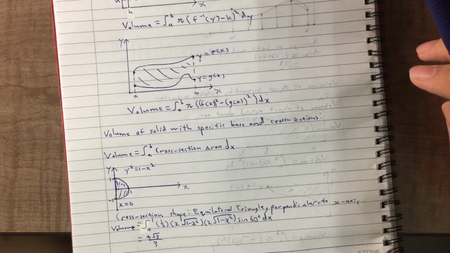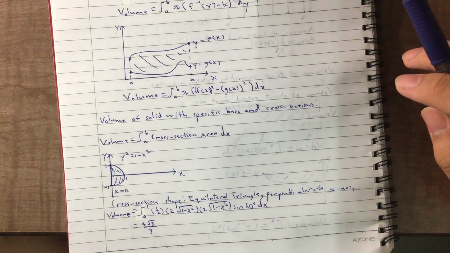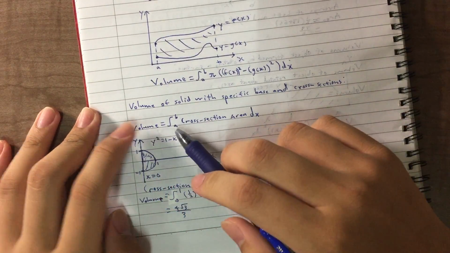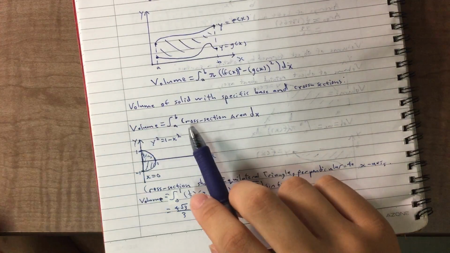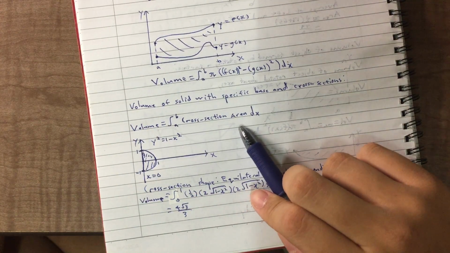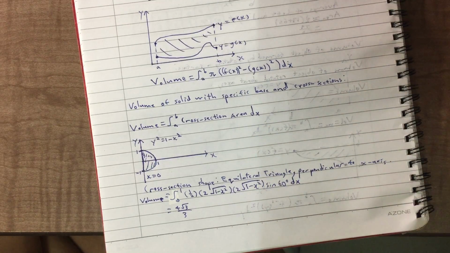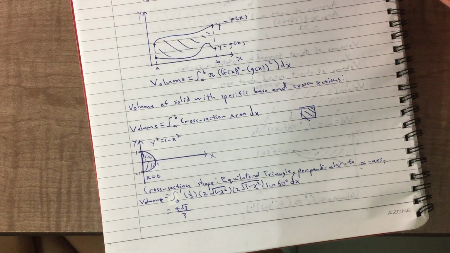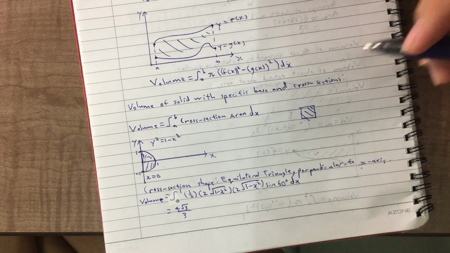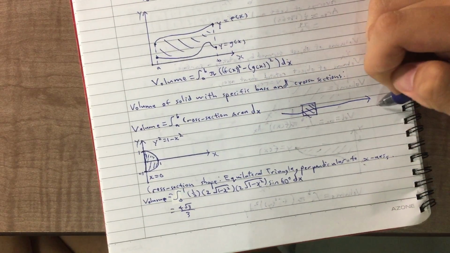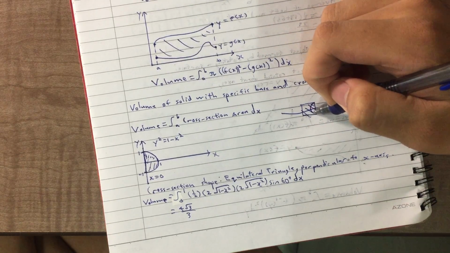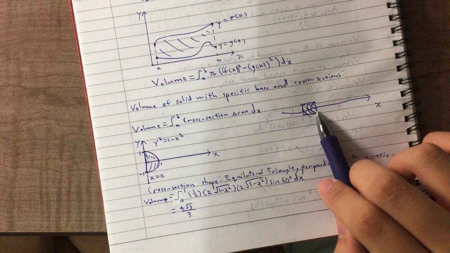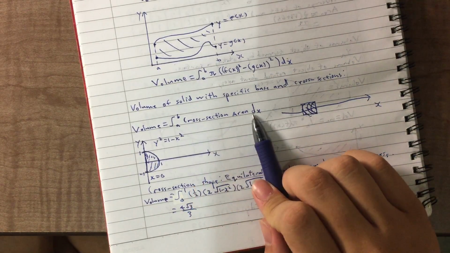Alright, finally let's move on to the volume of a solid with specific base and cross sections. So this is rather simple. The volume is basically a definite integral of the cross-sectional area of whatever that is. So what does that mean? If you have a base, for example, and I say that the cross-sectional area of the solid with respect to the x-axis is a semicircle, that means that you'll be cutting it up into a lot of semicircles. And so the expression for this semicircle will be this cross-sectional area.